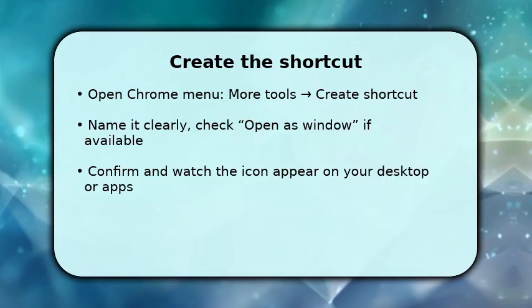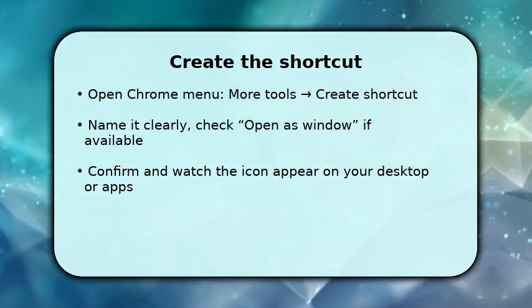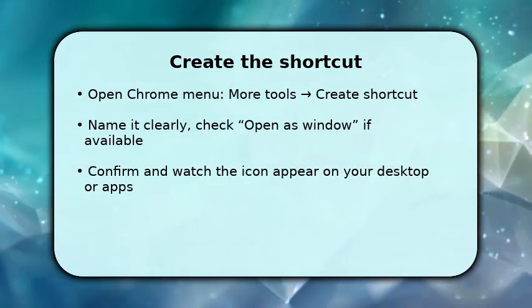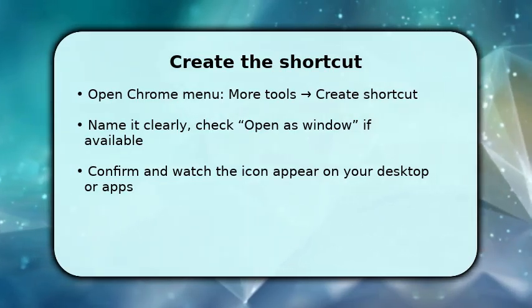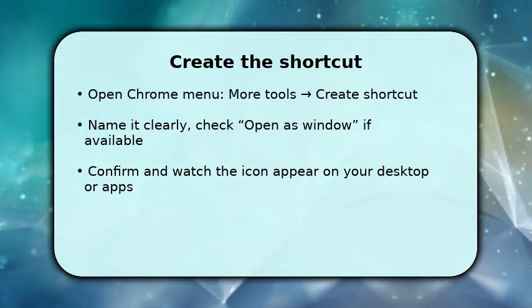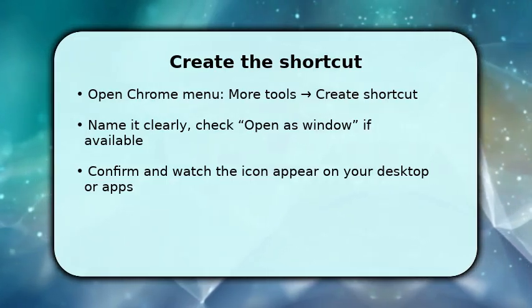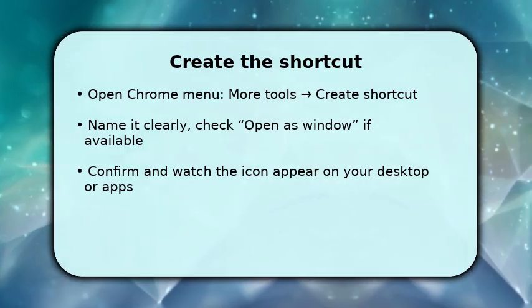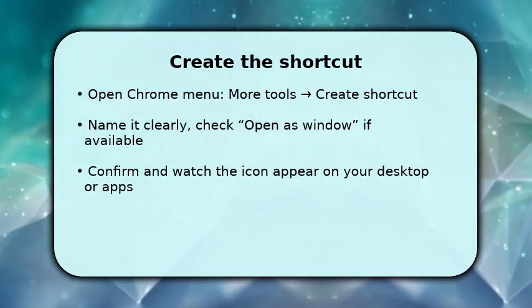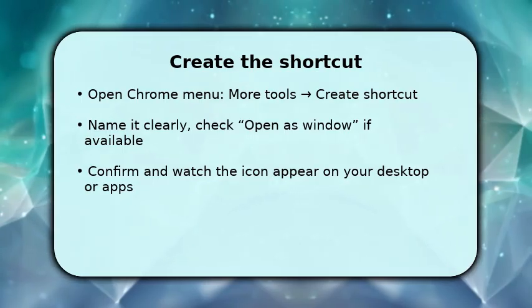Use a clear title like Google Classroom Class so you can find it fast. If you want a standalone app-like window, check Open as Window. This removes browser UI and gives a cleaner experience. Confirm Create and the browser will place an icon on your desktop or in your OS app launcher. This makes launching Classroom one click and reduces distractions.